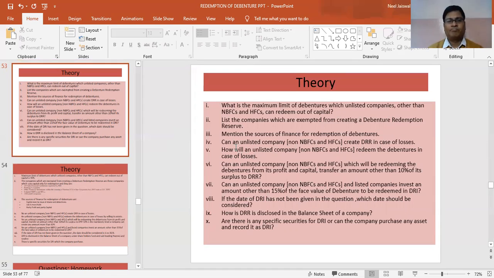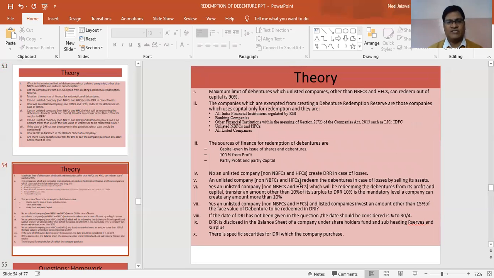Then how will they be able to redeem the debentures in that case? They have to sell off their assets. That is also one option. They have to arrange by any other means. They have to sell off the assets, etc., to pay off the debenture holders. They have to pay, but they cannot create DRR in this case, neither will they be able to invest anything in DRI. How will an unlisted company redeem the debentures in case of losses? That is the answer I have already given. In case of losses, they have to sell off their assets. As we see, number 5, an unlisted company redeems the debentures in case of losses by selling off its assets.